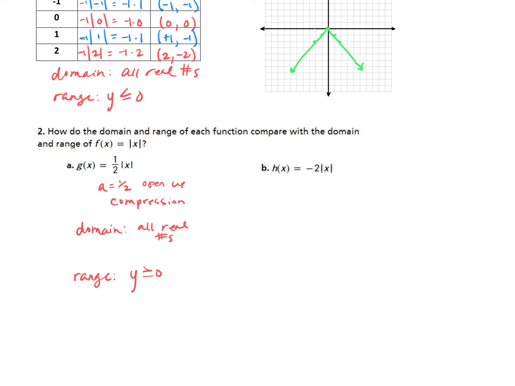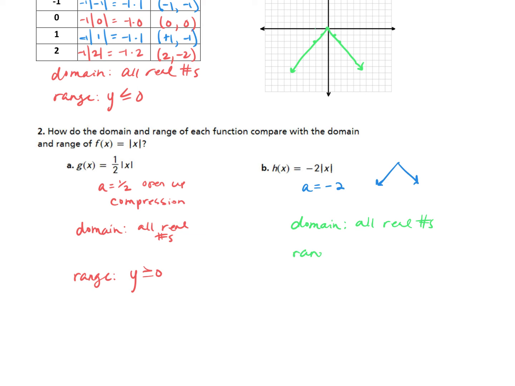All right, our last example here, we have a -2 times the absolute value of x. So there's that number out front. Our a value is a -2. The negative is going to reflect it down. So this V is opening down like this. And that 2 is going to stretch it. It's going to be more narrow than the parent function. But how does that affect the domain and range? Domain is unaffected. Domain is still all real numbers.